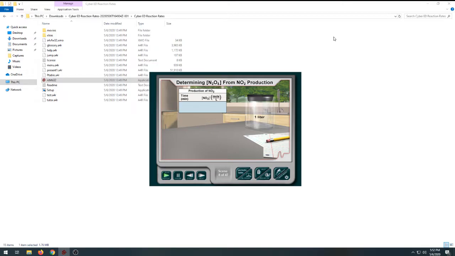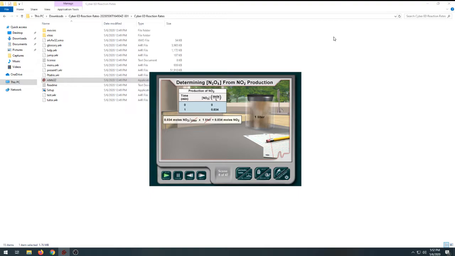For an example of how to calculate changes in concentration from stoichiometric relationships, look at the following data for the production of nitrogen dioxide. The initial concentration of nitrogen dioxide in the 1-liter container was 0 moles per liter, and after 1 minute the concentration of nitrogen dioxide was 0.034 moles per liter. Since the concentration is 0.034 moles per liter, and the volume of the container is 1 liter, there is a total of 0.034 moles of nitrogen dioxide.